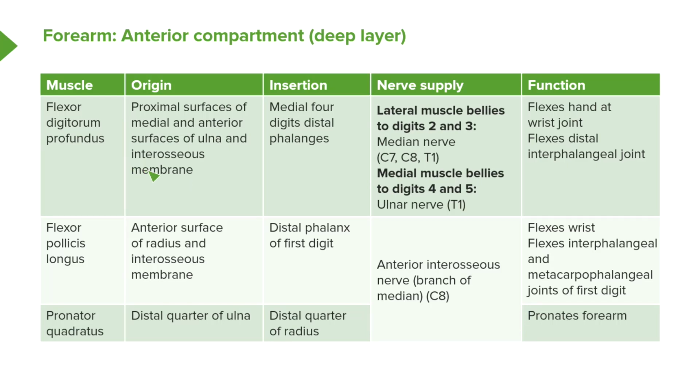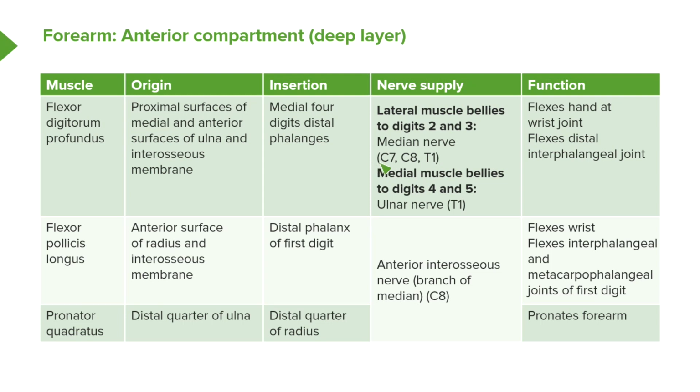Flexor digitorum profundus is running from the proximal surfaces of the medial and anterior surfaces of the ulna and the interosseous membrane. So it's coming from the ulna. It then passes via its 4 long tendons to the medial 4 distal phalanges, of digits 2, 3, 4, and 5.